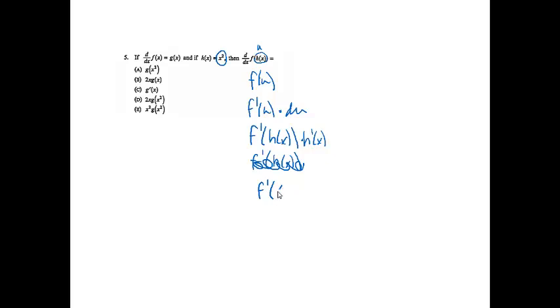Well, we know that h of x is equal to x squared. And then h prime of x would be the derivative of x squared, which would be 2x. Okay, and now this says to find f prime of x squared. So we know that the derivative of f is g. So instead of having f prime, I can have g. So it's going to be g of x squared times 2x, and that leads me to choice D.